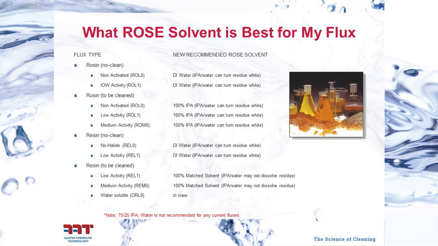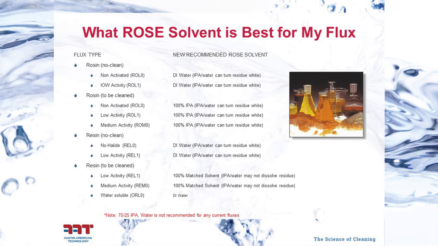Now on rosins to be cleaned, you've got your three different rosins there. Through our testing, we've noticed 100% IPA does the best job. When you introduce DI water to that, the DI water has the tendency to turn any residual residues white. So for those particular fluxes, 100% IPA is the way to go. For no clean resins, DI water is, once again, 100% reaction. In other words, we could dissolve 100% of the free ionic contamination with DI water, and we had the same reaction with our no clean rosin fluxes as above, that the IPA and water can turn residues white.